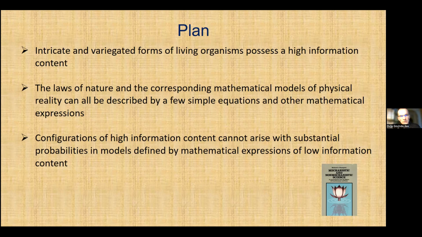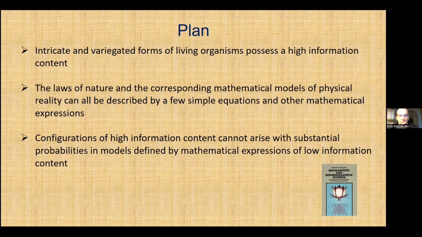On the opposite, what Richard Thompson states is that the laws of nature and corresponding mathematical models of physical reality can all be described by a few simple equations and other mathematical expressions. It means that these physical laws have low information content, in contrary to the high information content of the variegated forms of living organisms, which are supposed to appear due to the dynamics of the physical laws known to the current science. So, this makes a contradiction.